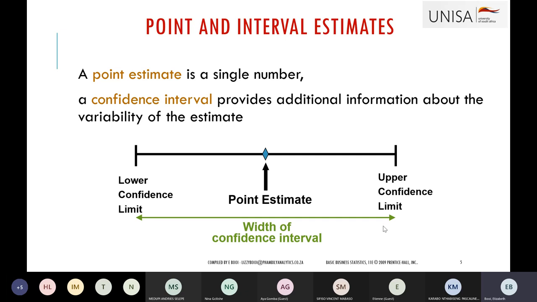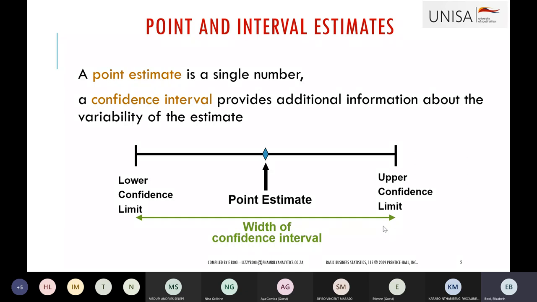A confidence interval is also one of those inferential statistics that you can use to estimate the value of your population mean using your sample statistic, which can be the proportion or the mean, and we're going to learn that. Today, we're only going to learn about the mean. A point estimate is just a single number, which can be the mean or the proportion. A confidence interval provides additional information about the variability of that estimate.